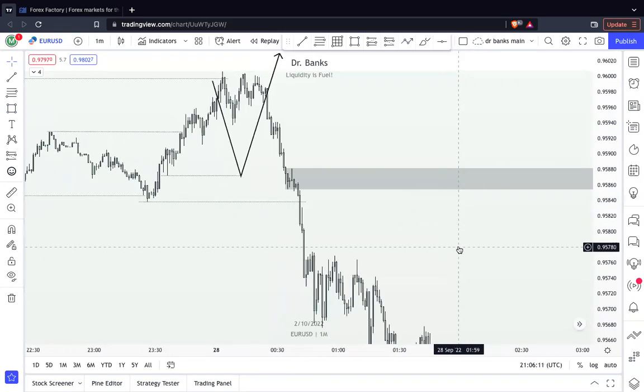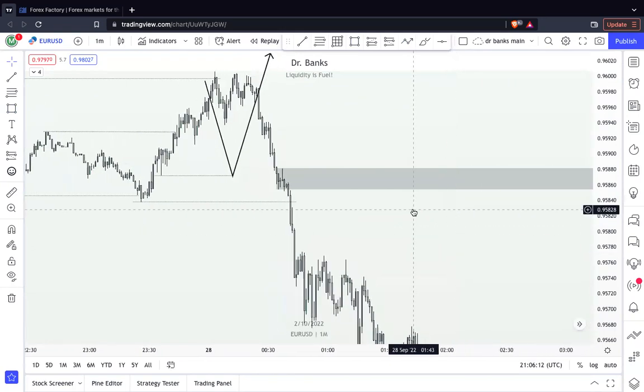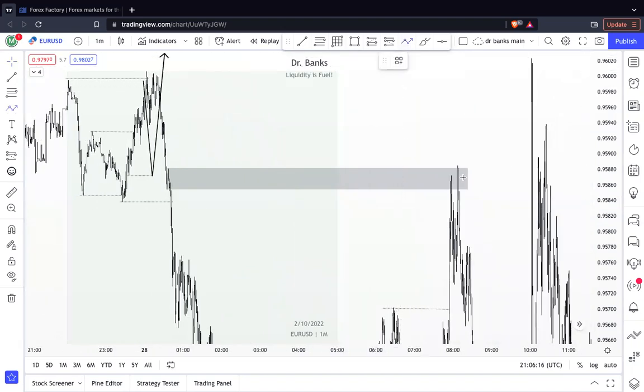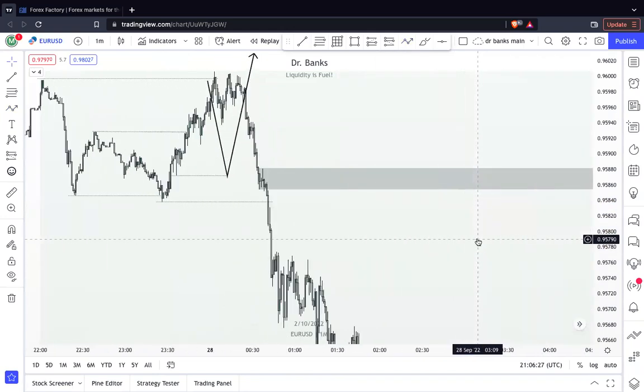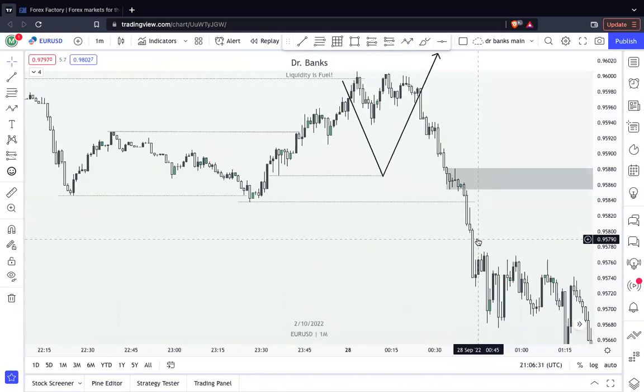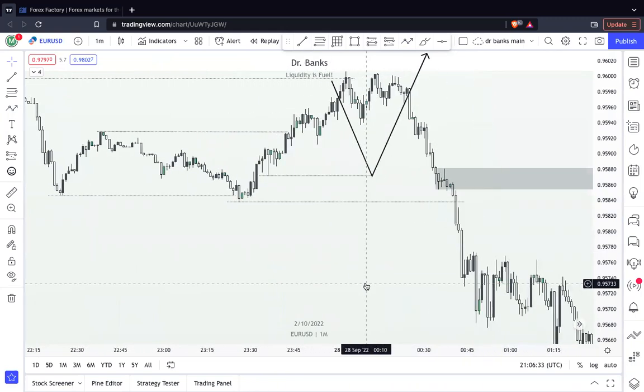Now, the reason why it did not just tap this and begin to drop, it had to go above it. Anybody knows why it did not just tap and drop? It had to go above this high. Does anybody know why it did that? Look at it very well. Look at the zones. Let me zoom in on my screen so you see it. Why do you think price cleared that high before going down?